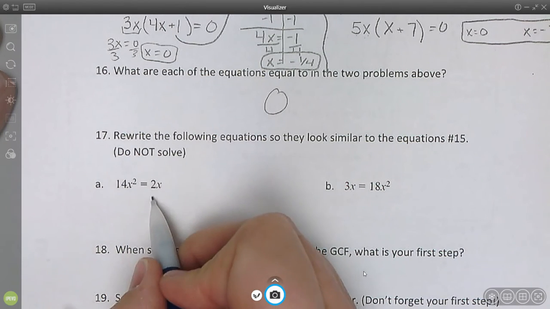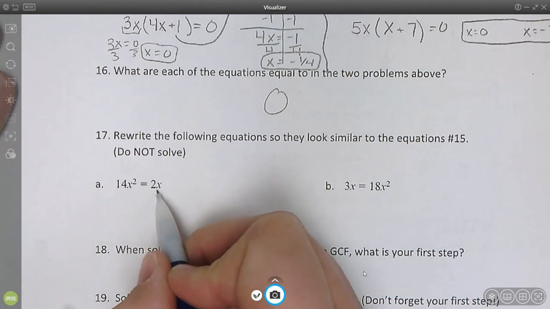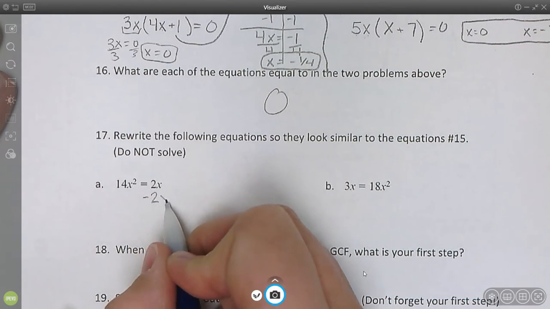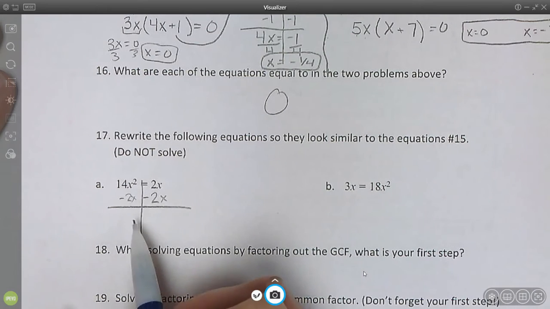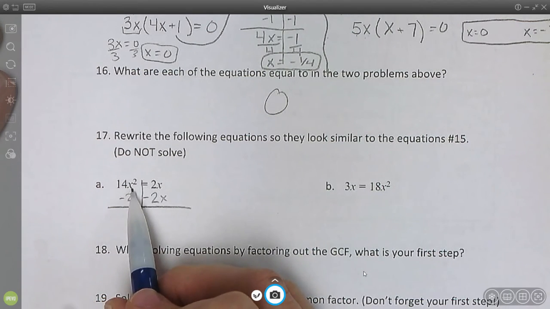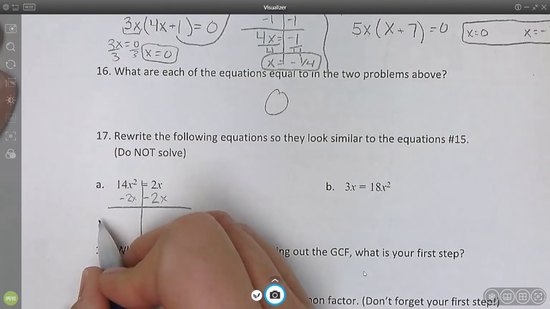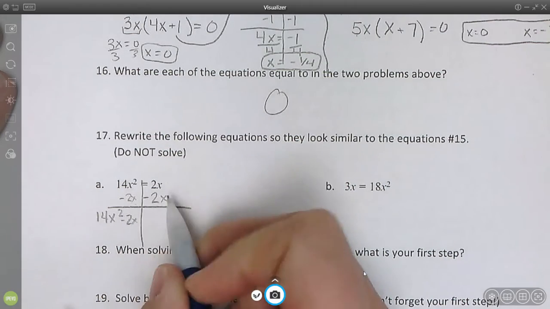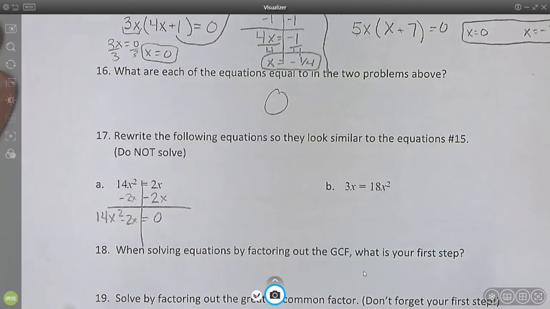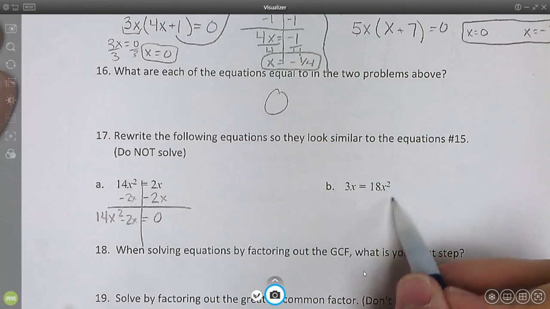So this one, you need to subtract 2x from both sides so we can get this side equal to 0. So minus 2x, minus 2x. Now you can't combine an x squared and an x together because they're not like terms. So this side will turn into 4x squared minus 2x, and over here you get 0. So don't solve, that's all we had to do.